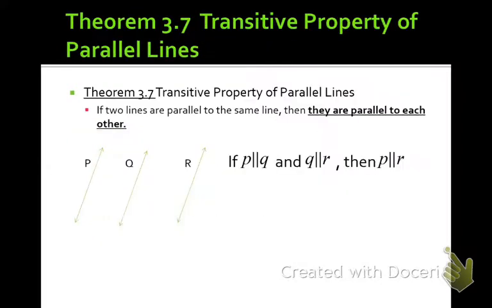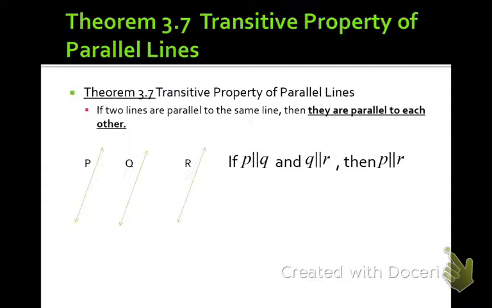All right. Theorem 3.7, the transitive property of parallel lines. The transitive property of parallel lines says if two lines are parallel to the same line, they are parallel to each other. So again, it's like a chain.